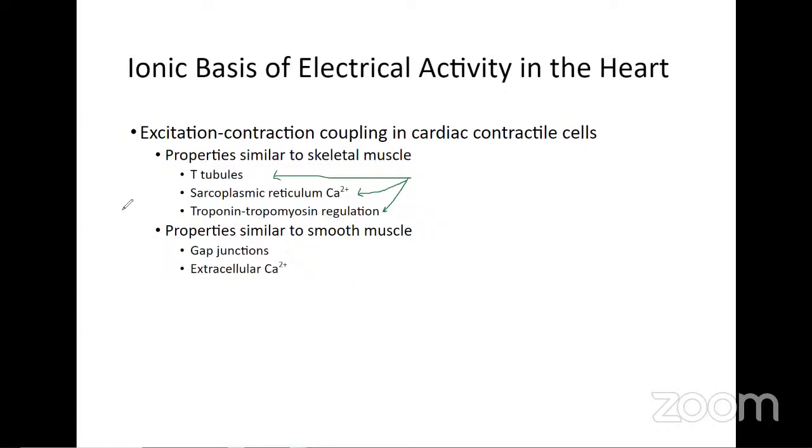But things that we didn't see in our skeletal muscle that we do see in our cardiac muscle are that we have gap junctions, and we have some of the calcium coming from outside the cell. In our skeletal muscle, all of that calcium came from the sarcoplasmic reticulum. Now in the heart, we have some of it coming from outside the cell.